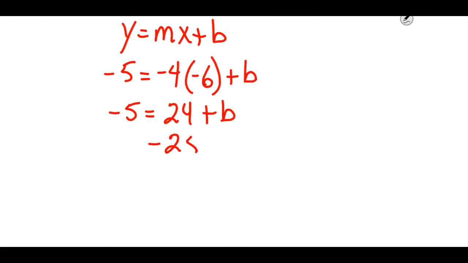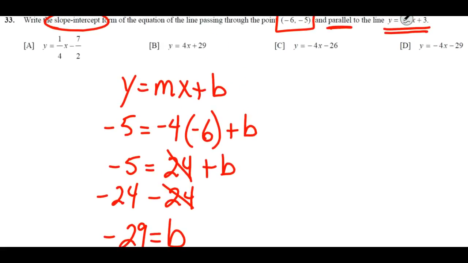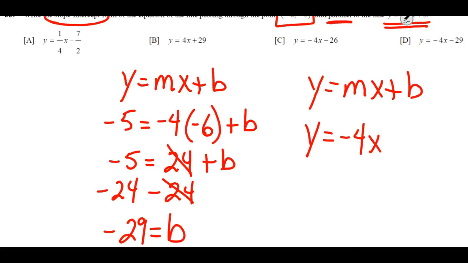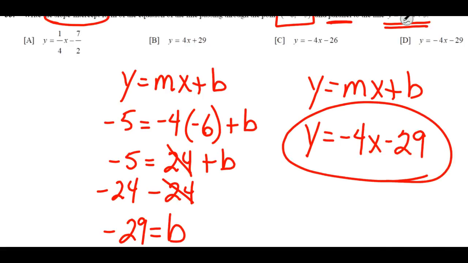So I'm going to solve here. 24. Those go. I'm left with -29. So now I'm going to go up here, and I'm going to put it into y equals mx plus b form. So I have y equals, same slope, -4x, and my b now becomes -29.